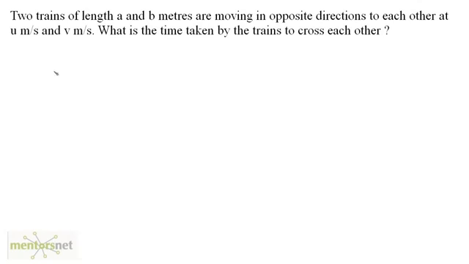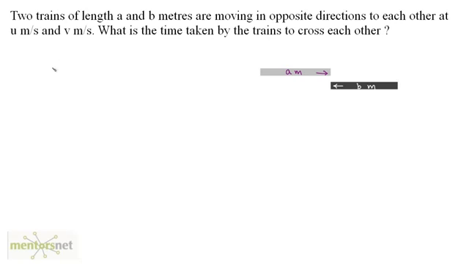Let us solve this question now. Two trains of length A and B meters are moving in opposite directions to each other at U meters per second and V meters per second. What is the time taken by the trains to cross each other? Well, the situation is like this. You have one train which is A meters long and another train that is B meters long, and both are running in opposite directions. So first of all, you have been asked the time taken.